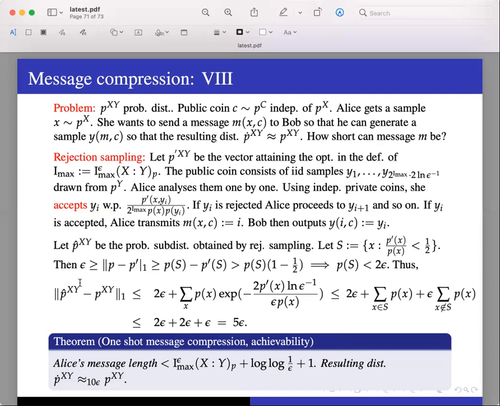Okay. And now remember, this p hat was a sub-distribution. There was this probability of the rejection sampling failing, in other words, all the samples being rejected. Okay, so that's why it's a sub-distribution. If I add that mass back as some error, then the 5 epsilon becomes 10 epsilon. So the resulting distribution I'm going to call P dot, it's a genuine probability distribution output by rejection sampling. It is within 10 epsilon L1 distance to P.